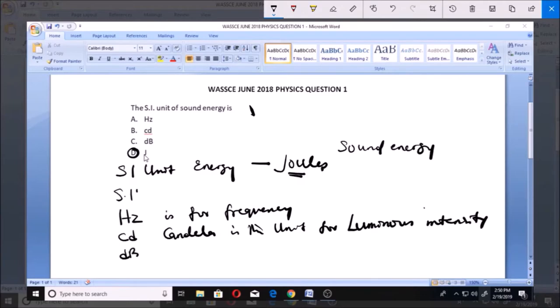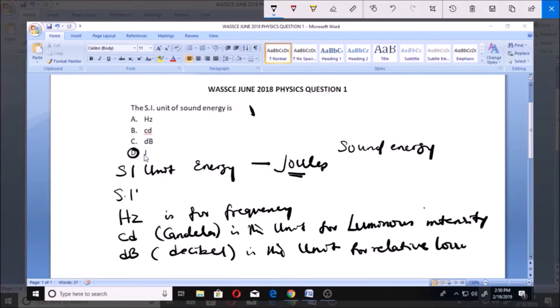Now, dB, also called decibel, is the unit for relative loudness of sounds. Some people might want to pick decibels, but it's not actually decibel, because decibel is the unit for relative loudness of sound. But if you talk about sound energy, the unit is joules. So you can see hertz is for frequency.